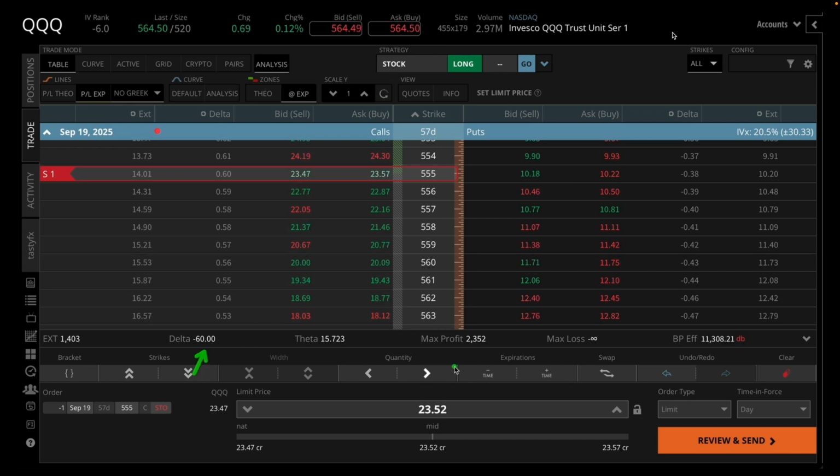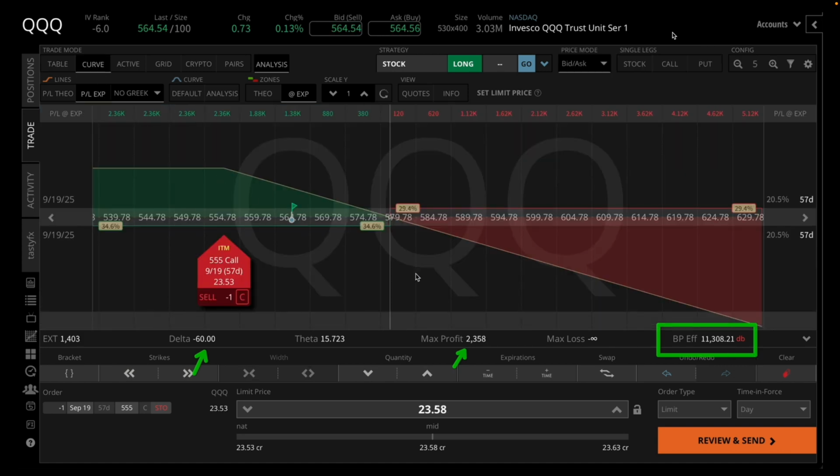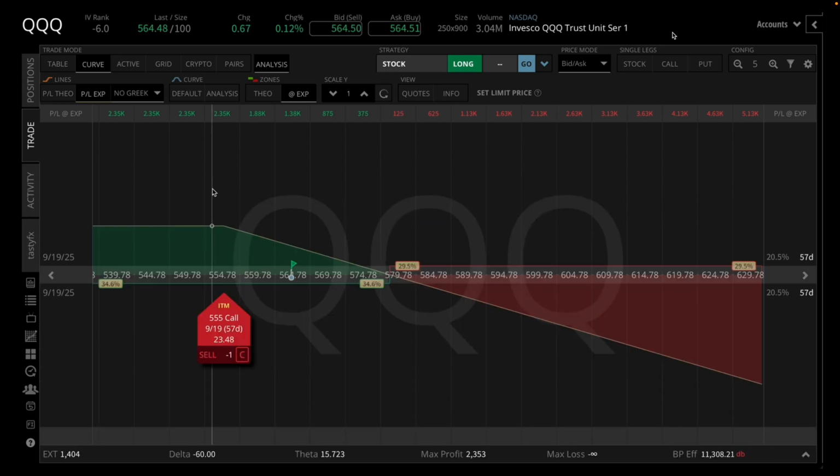And when we sell a call at that same strike price, the 555 strike price, we can see that we get a negative delta of 60, a positive theta of 15, max profit of $2,300 and a buying power effect that's quite a bit less at $11,308. And the profit and loss diagram looks nearly identical.